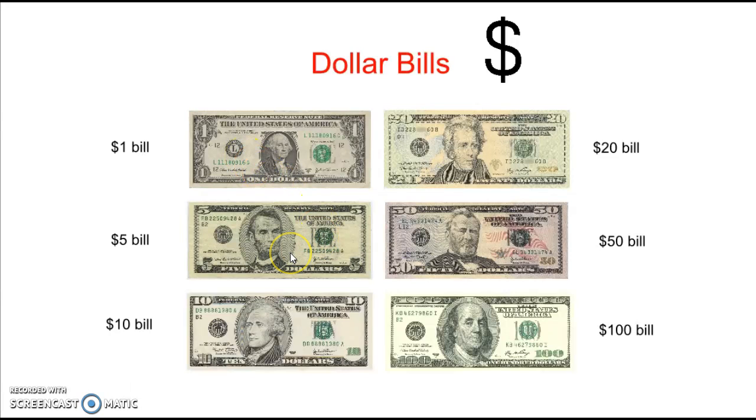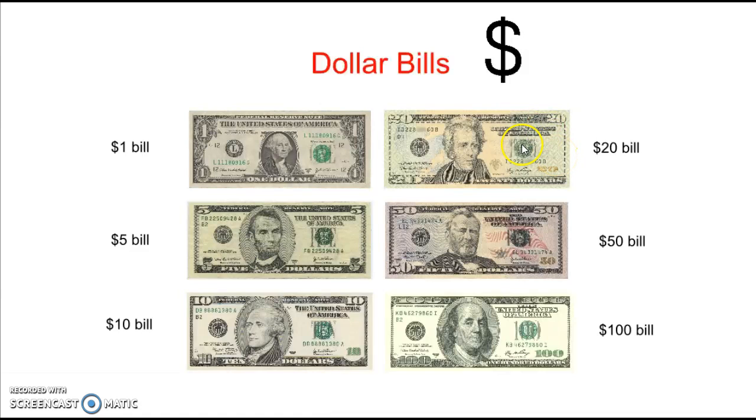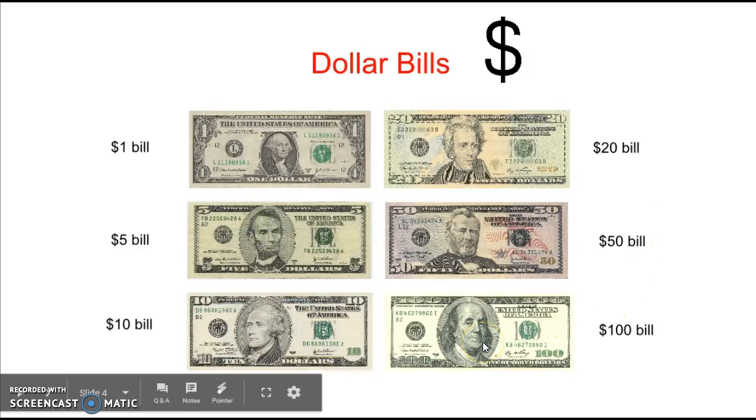And then we have the $5 bill. And the 5 has a 5 in all 4 corners of it. So you know that's a $5 bill. Then there's a $10 bill. The 10 also has a 10 in each of the 4 corners. And then there's a $20 bill. And the $20 bill also has the 20s in each of the 4 corners. And then there's the $50 bill, which has the 50 in each of the 4 corners. And then there's also the $100 bill, which is the biggest bill, and that has 100 in each of the 4 corners.